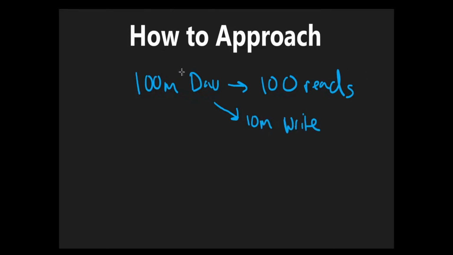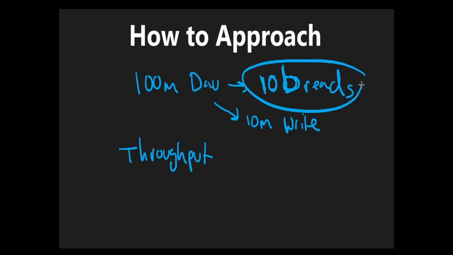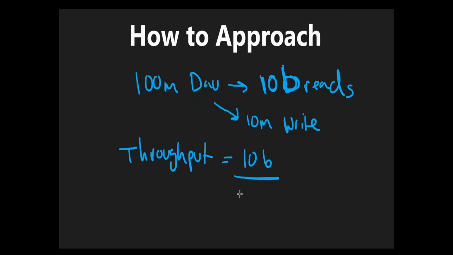Now, if each person is reading 100 tweets, we'll have about 10 billion reads. So I'm going to change this 0 to a B. Sorry if it's not super readable, but we have 10 billion reads per day and 10 million writes. So a quick calculation for throughput for reads and writes. How many reads do we expect per second? Well, we take 10 billion and divide it by the number of seconds in a day. How do we get the number of seconds in a day? Well, you can probably memorize it, or you can do the quick calculation. I'll go through that really quickly.